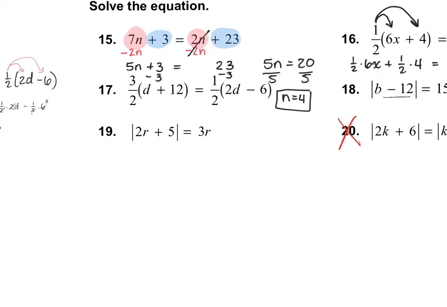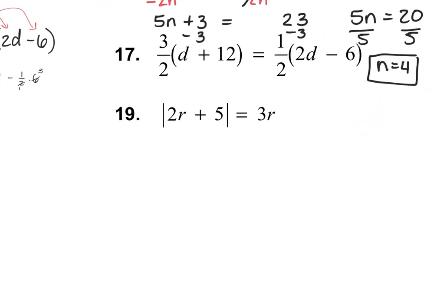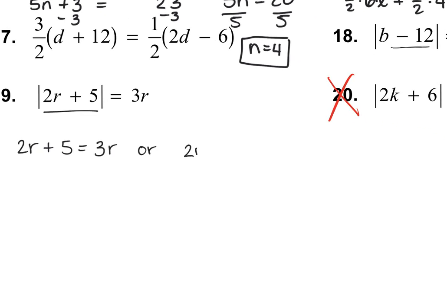19, we're getting close, guys, we're getting close. Okay, so we've got the absolute value of 2r plus 5 equals 3r. Okay, let's check it out. So look for your absolute value. Is it isolated by itself? Yeah, it sure is. So we write the inside, 2r plus 5 equals 3r, or 2r plus 5 equals negative 3r, okay?